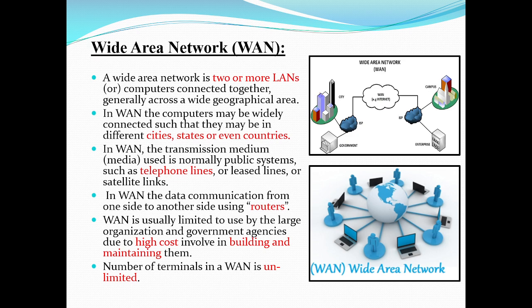It is very high cost, and building and maintaining this type of network is also very costly. The number of computers involved in a WAN is unlimited, and the area it covers is a wide geographical area, that is, throughout the globe. The transmission media used here are mostly satellite links, along with routers. The transmission rate is very fast, and establishing and maintaining this network is high cost.